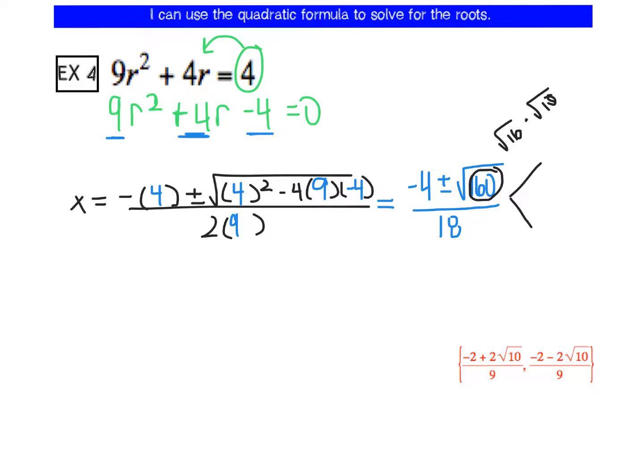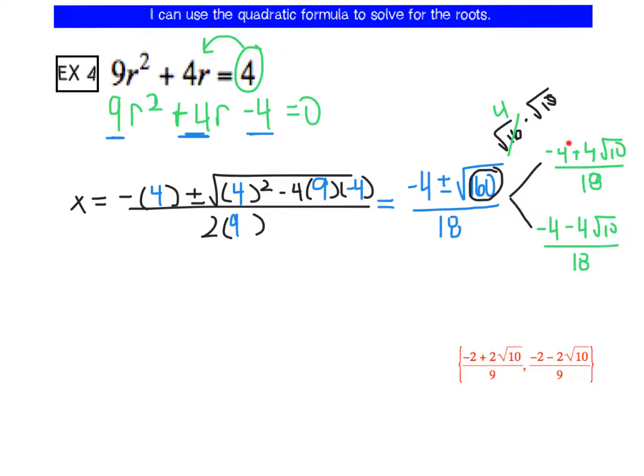So the square root of 16 is really 4. So 4 root 10 is going to be the same as the square root of 160. So now I'm going to have negative 4 plus 4 root 10 divided by 18. I'm sorry, my pen is not working very well. And then I'm going to have negative 4 minus 4 root 10 over 18. And so I cannot put these together, because the root 10 is like a variable.